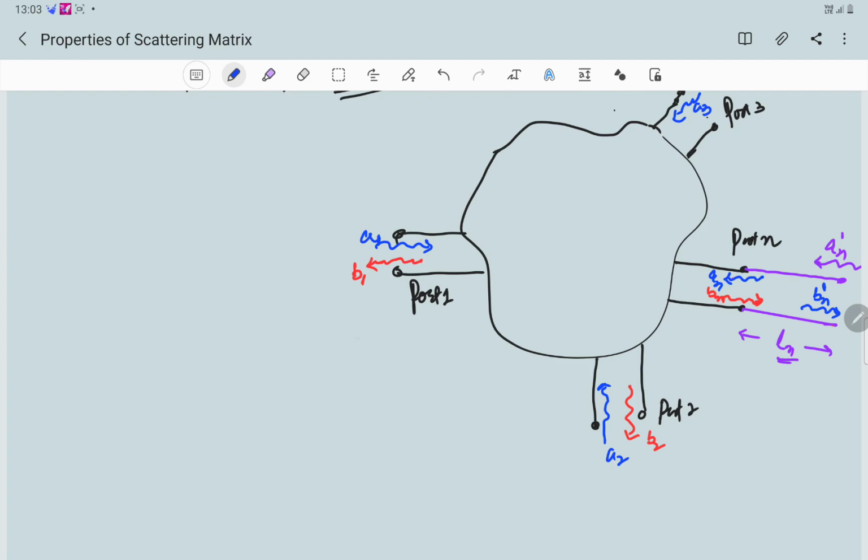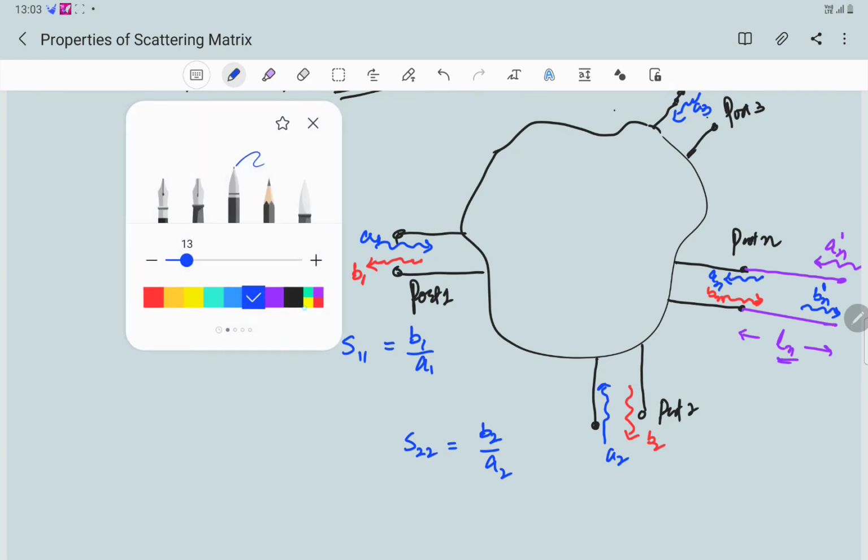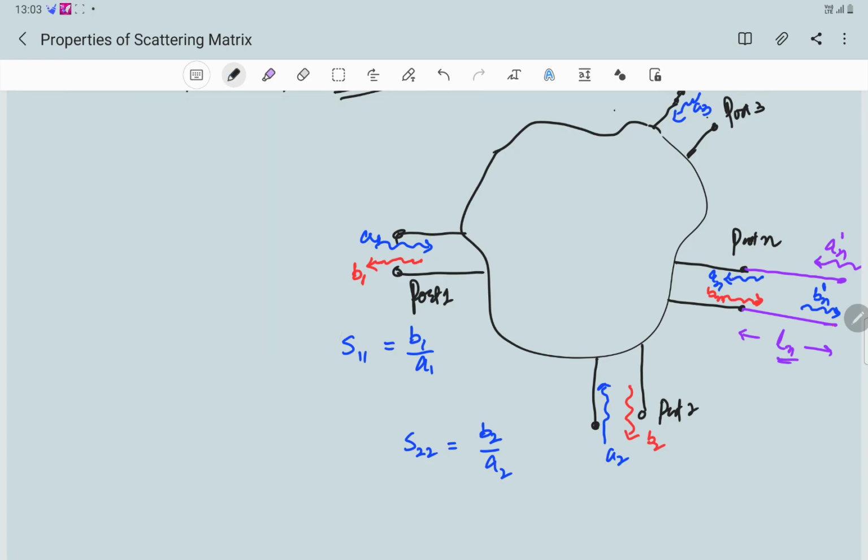Now at port 1, say for example, S11 is nothing but B1 by A1, assuming all ports are matched. Likewise, S22 would be B2 by A2. And here at port N, I'll be having SNN equal to Bn upon An.